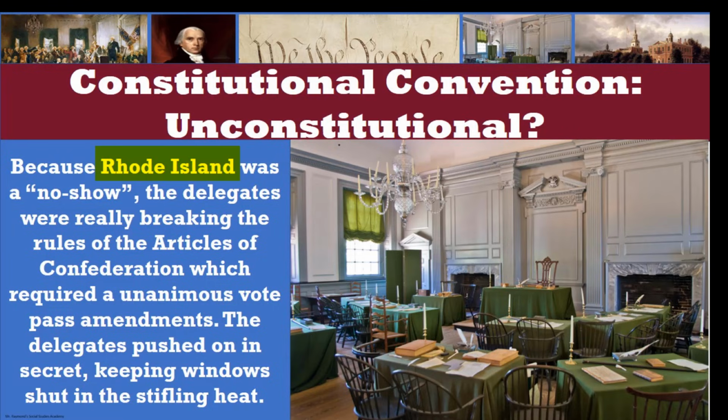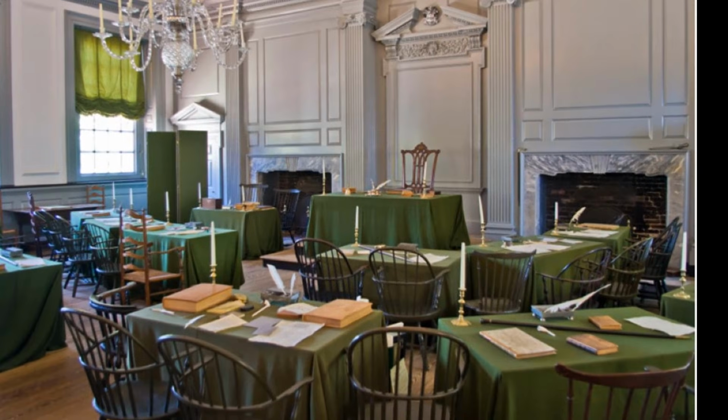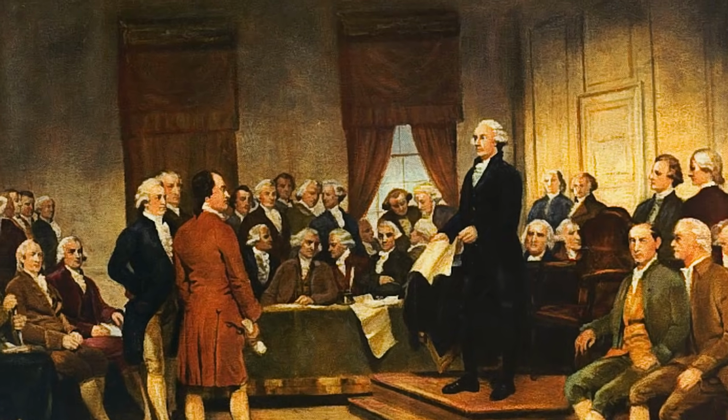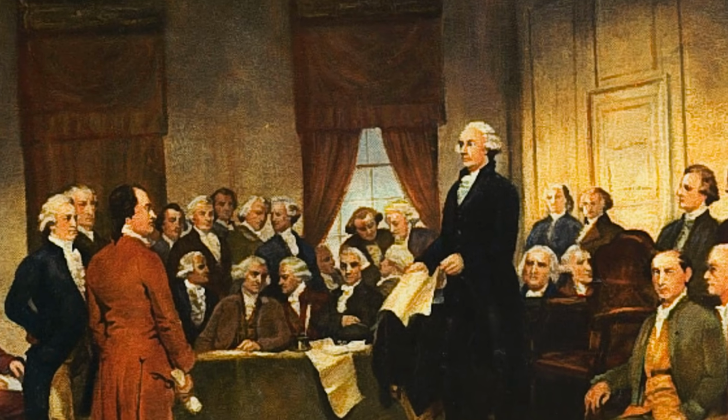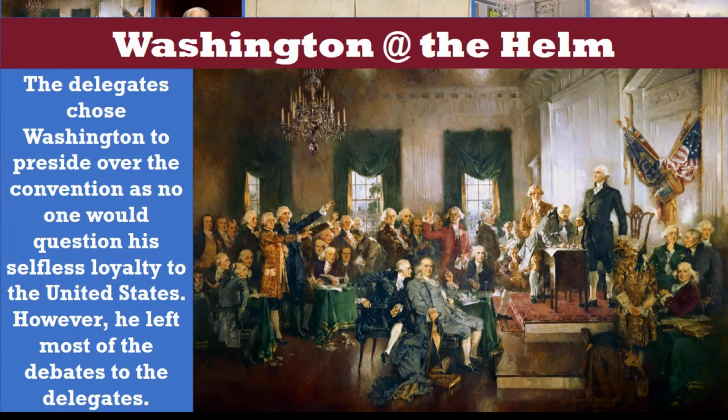Because Rhode Island was a no-show, the delegates were really breaking the rules of the Articles of Confederation, which required a unanimous vote to pass amendments. The delegates pushed on in secret, keeping the public out and the windows shut in the stifling heat. The delegates chose Washington to preside over the convention, as no one would question his selfless loyalty to the United States. However, he left most of the debates to the delegates.